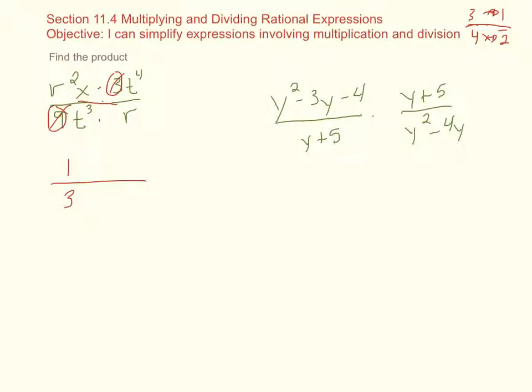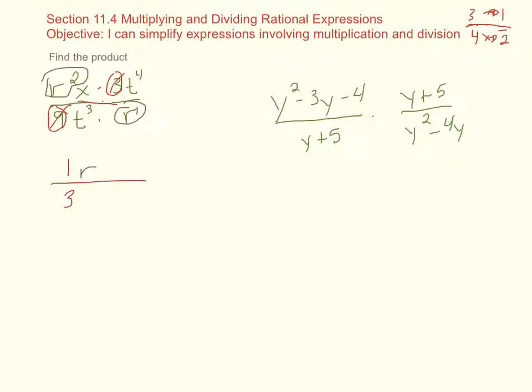So let's do the r's. So I'll deal with the r's. I have r squared on top and I have r on the bottom. Once again, I subtract the powers. 2 minus 1, I'm left with a 1. The bigger power was on top, so I put my r on top. And it's to the first power, so I don't need to write that.